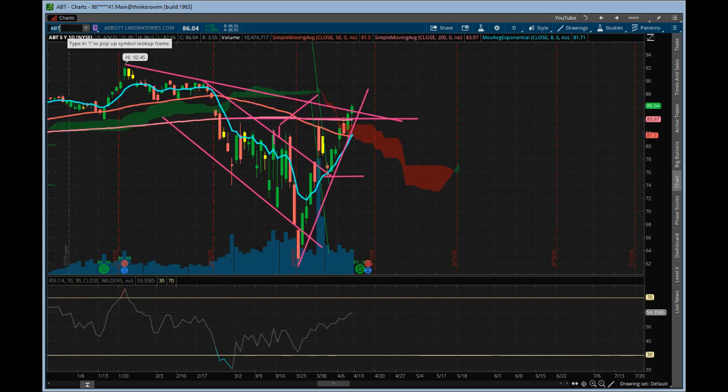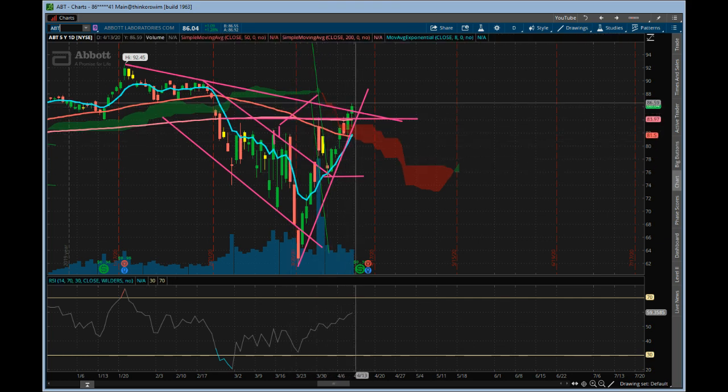ABT. Yep, definitely trending up right here. Nice hammer, good volume. Earnings coming up pretty soon, so see if it can continue to hold that trend through earnings. And the CODX.